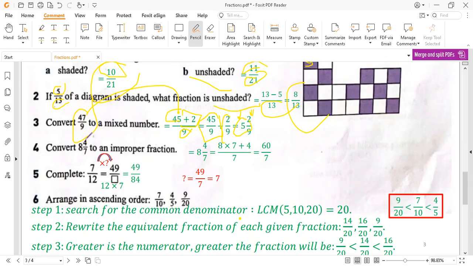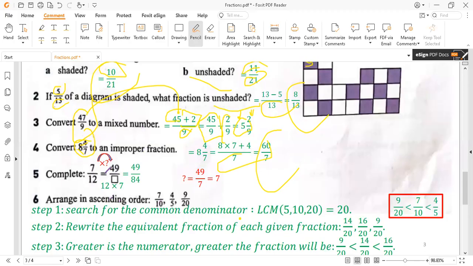Vice versa, if we have a mixed number and we want to write it as an improper fraction, it is very easy to convert from mixed to improper. We multiply the integer by the denominator 7 and add it to the numerator, and finally put the same denominator for the whole fraction to obtain 60 over 7. So now, how to obtain equivalent fractions for a given fraction? How to obtain 49 from 7?